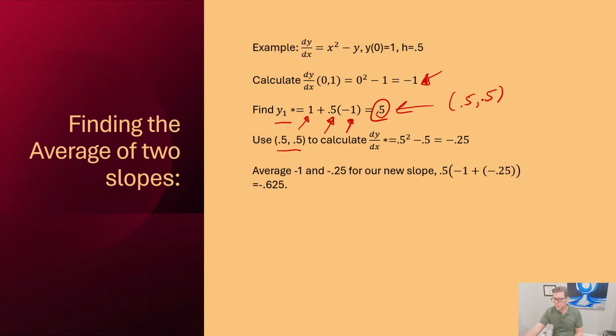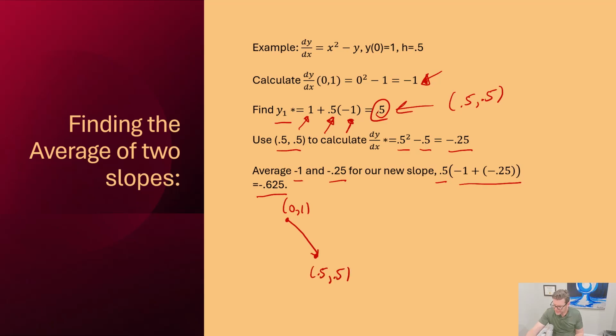We're then going to use (0.5, 0.5) to calculate the slope using the differential equation. So we get 0.5 squared minus 0.5, and that's negative 0.25. Then, and this is the difference here, we're going to average the two of those. We take negative 1 and negative 0.25 and average them by multiplying 1/2 times their sum, and that gives me negative 0.625. So essentially, if we started at (0, 1), constructed the slope of negative 1, and went over 1/2, we'd end up at (0.5, 0.5).